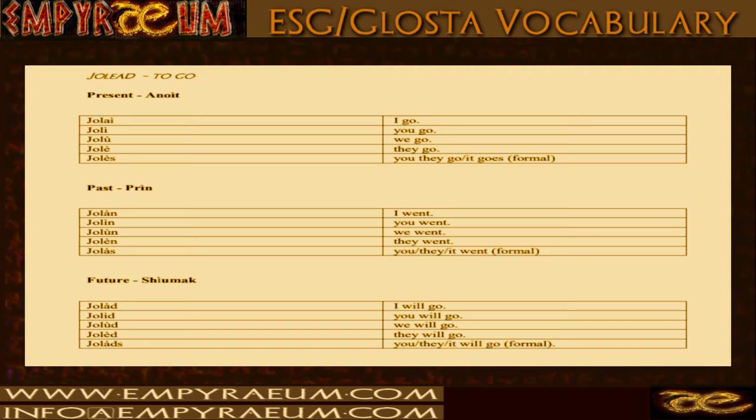And again, slight change, jolan for I went in the past, jolin for you went in the past, or jolin for you Spanish speakers there, jolun, we went, jolin, they went, and jolas in the formal sense, future tense, jolad, I will go, jolid, you will go, jolud, we will go, joled, they will go, and jolads for the formal tense. And as you can see, there's this flexibility, and a lot of the verbs are going to follow that. So as you're reading through, you're able to see how, because what I've been playing with the verb tenses is a way of a structure that is slightly different to what you're used to, just to play with your mind a little bit.